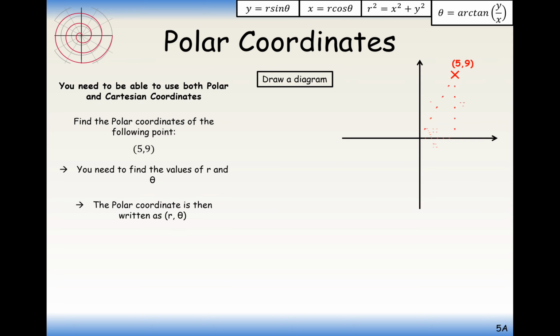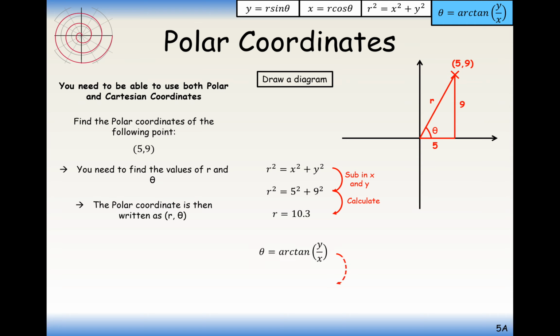So draw out 5, 9 and then use a bit of Pythagoras' theorem to work out your r value. You've kind of done a lot of this when you've worked out the modulus of a complex number. So r squared equals x squared plus y squared, and work out r, just a bit of Pythagoras theorem, 10.3. So in the polar coordinate, the first coordinate is going to be 10.3. The next thing we need to work out is the theta value, and that's just a tan calculation. So it's basically the same as working out the argument of the complex number 5 plus 9i. And we get theta is equal to 60.9.